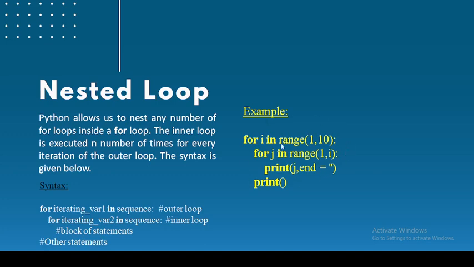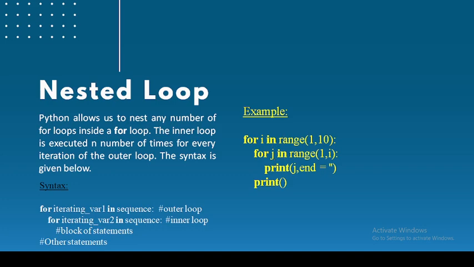Now look at the example on the right hand side. For i in range 1 to 10, it will start from 1 and go till 9. This is my outer loop. The inner loop is for j in range 1 to i, so it will start from 1 and go till i minus 1. I'm printing the value of j, and I'm putting a space after the j value. Then I'm giving a new line here. This kind of loop is called the nested loop: one loop within another loop.